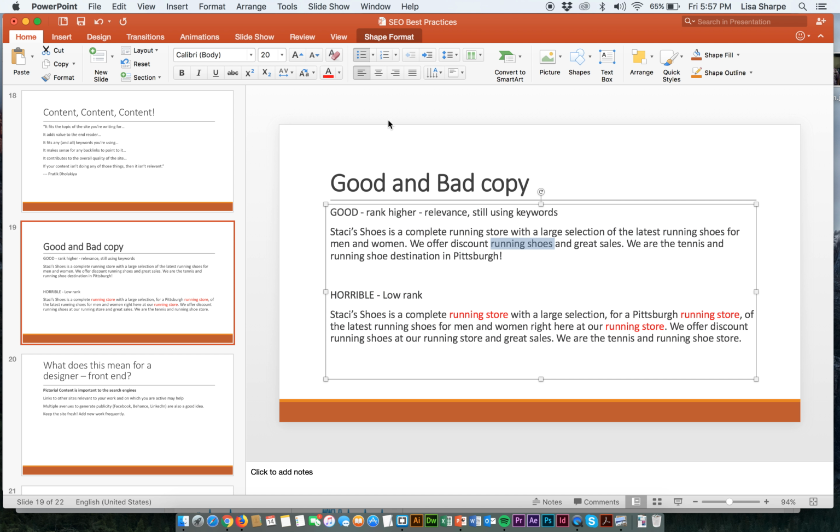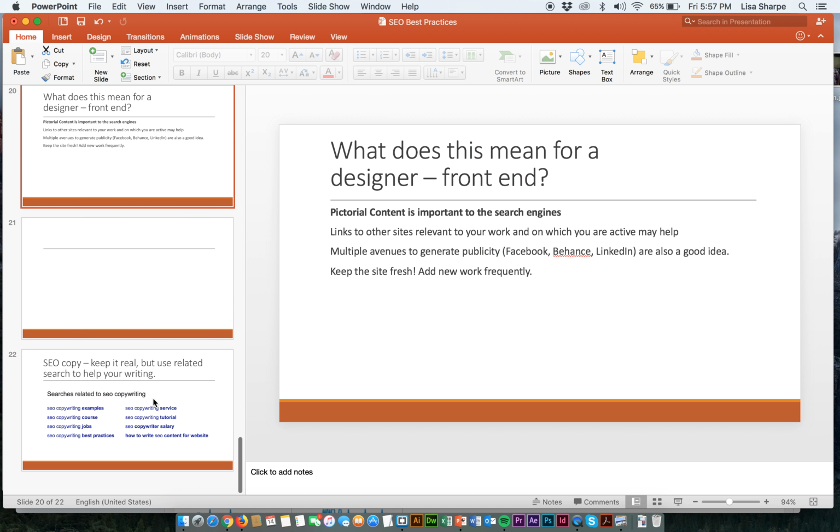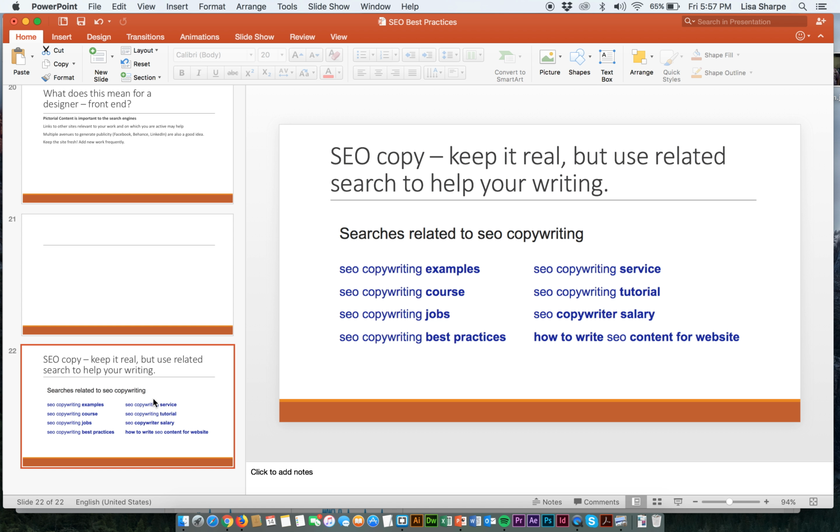Okay, so later on we'll talk about where to put your keywords. So the keyword here is running store, but we'll talk about how to select keywords and where to place them when we get into WordPress. WordPress makes that very easy for us. Okay, so I actually think I've already covered this. Content, content, content. But one thing that we need to do is use Google's related search.